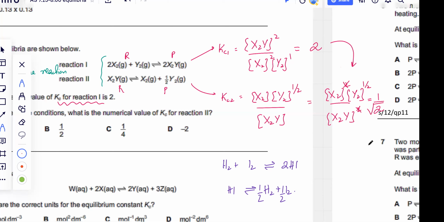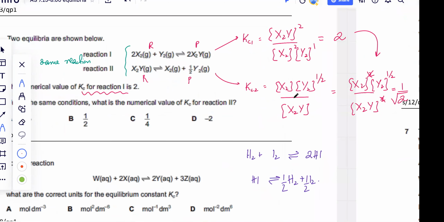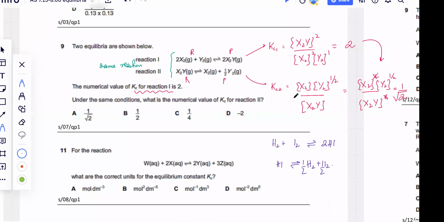Now these two are exactly the same expressions. So Kc for reaction number 2 has a value of 1 by 2 under root. That's going to be our answer, and that's what they were looking for. They gave us the Kc for reaction number 1, and they were asking us to find the Kc for reaction number 2. Is this clear? Yes. So it's probably going to be the first one, A.